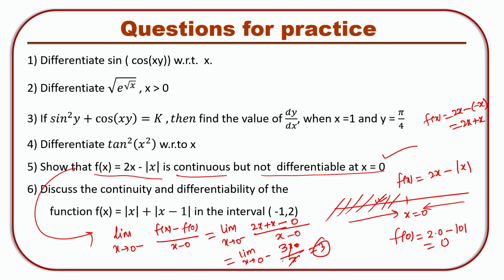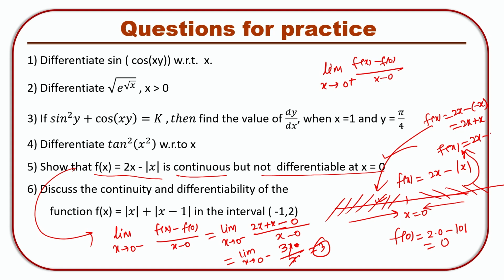Right? And now find out the right hand side, limit as x tends to 0 plus of f of x minus f of 0 divided by x minus 0. What will be the value for this part? Here x is greater than 0, so f of x can be written as 2x minus x only. So this is going to be x. So here we can write the limit as x tends to 0 plus of x minus 0 divided by x minus 0. So this will be 1.